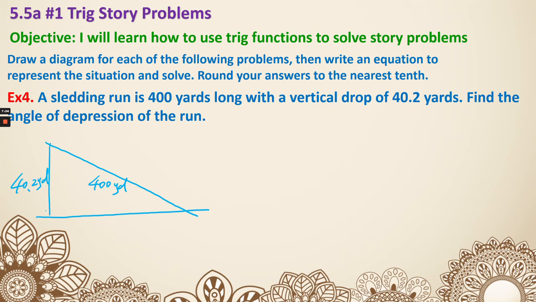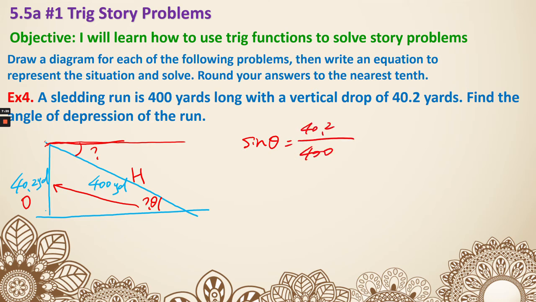It's asking for the angle of depression, which actually is right here. But again, this line, if you're up there, the eyesight and the ground, we're going to assume they're actually parallel lines. So that means you're actually trying to find that angle. Now, if this is the angle I'm trying to find, that is my opposite, and that is my hypotenuse. So I'm going to use sine. So let's call this theta. So sine theta is going to be opposite, which is 40.2, over hypotenuse, which is 400.